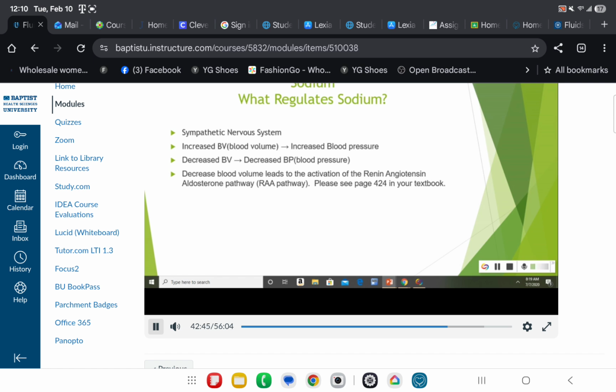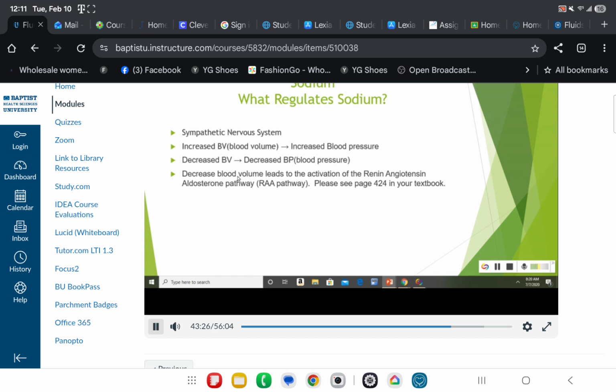So in talking about a decrease in blood volume, we have to talk about the RAA pathway. The RAA pathway stands for your renin, angiotensin, aldosterone pathway. So this is a pathway that is activated because you have a decrease in blood volume. The kidneys get a percentage of the actual blood flow. I think it's about 10% that's pumped from the heart. So whenever the kidneys have a decrease in the actual blood flow, it's going to activate this pathway.